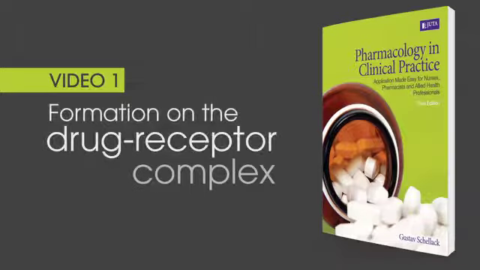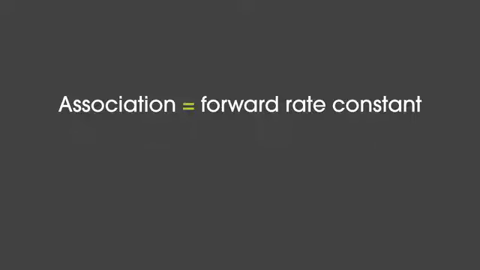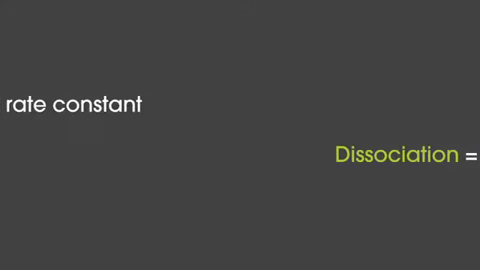Formation of the drug-receptor complex. This figure appears on page 18 of Pharmacology in Clinical Practice, 3rd edition. This figure illustrates the formation of the drug-receptor complex and the relationship between the association and the dissociation rate constant. Association means the forward rate constant, and dissociation means the reverse rate constant.